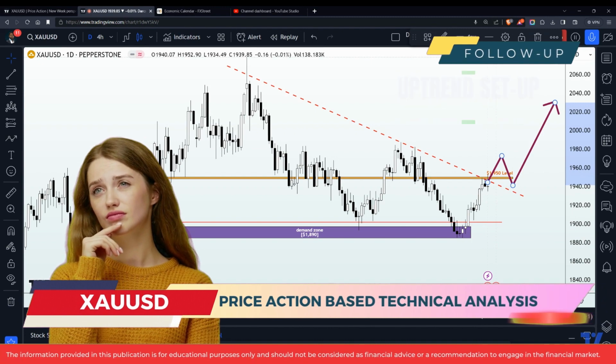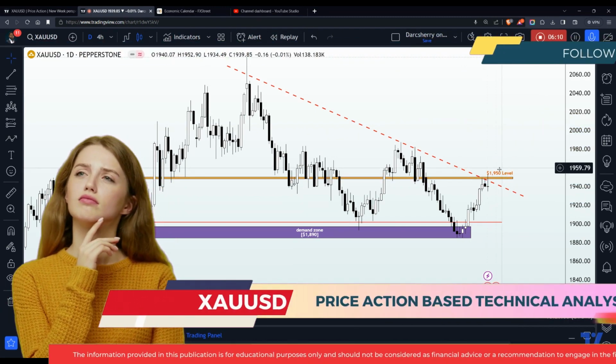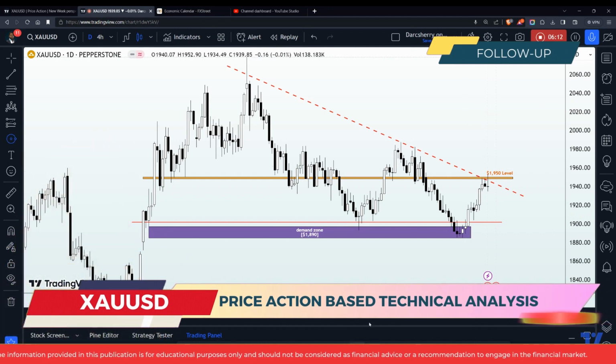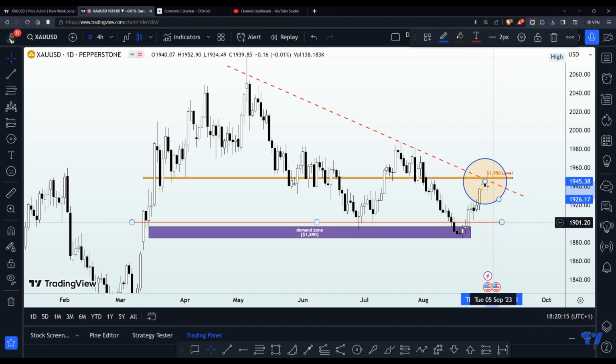Now, to answer this question, we will need to scale down into a much lower time frame to see how participants in the market have been reacting to the structure, and at the same time see how we can position ourselves within the zone ahead of the new week.